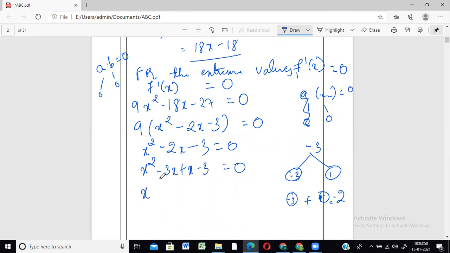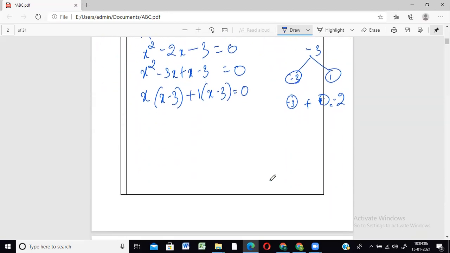So I'm taking x common from here. So what remains? X minus 3. And then plus 1, I take common from here. What remains is x minus 3, which is equal to 0. Now, the terms that are common in the bracket, you can write those terms. So that is nothing but x minus 3 into x plus 1, which is equal to 0.